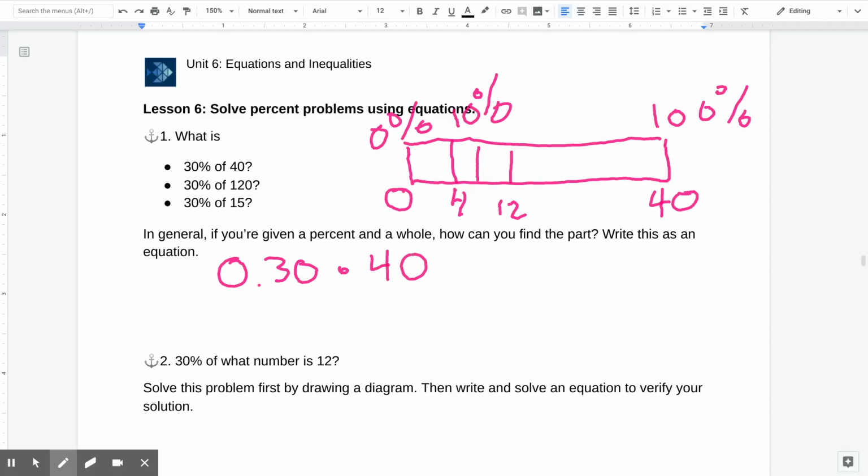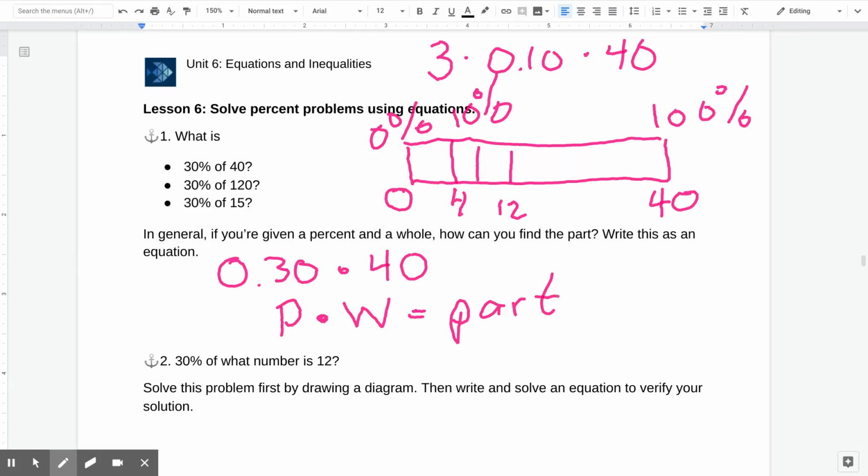30% times 40. And we could remember that because "of" often tells us to multiply. So in this case with the diagram here, we found 10% and then multiplied that by 3. So we took 3 times 1/10 times 40. And here we're just putting it together into those steps. So if we have a percent, we can multiply the percent times the whole to get the part. But we want to make the percent a decimal.